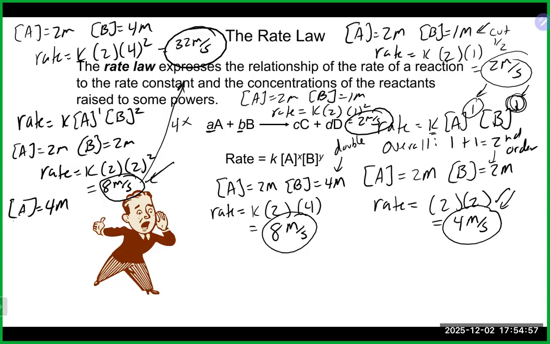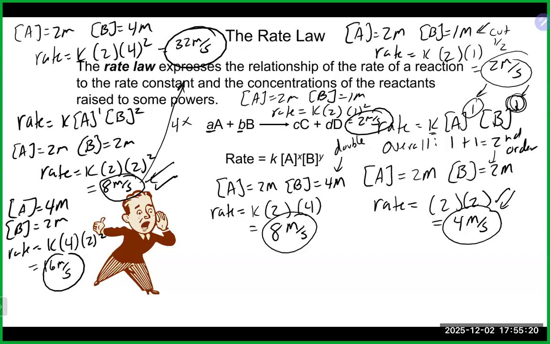and you doubled A but kept B constant at 2, now when we put it in there, the rate's going to equal K times 4 times 2 squared. So that's going to give me now 2 times 2 is 4 times 4 is 16 molar seconds. So we did see a doubling of the rate, but it did not go up as much.